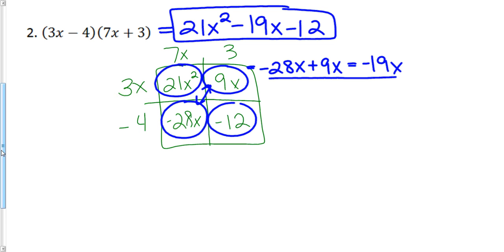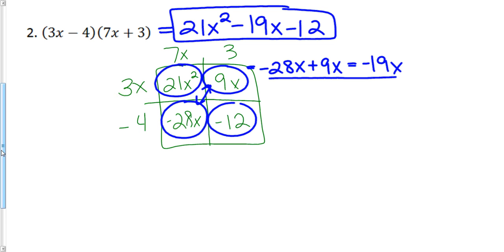Dropping down to the second row, negative 4 and 7x gives us a negative 28x, and negative 4 and 3 gives us negative 12. We look across the diagonal and find our like terms, our 9x and our negative 28x. Adding them together gives us a negative 19x. So we write our final answer. We have the 21x squared, we have the negative 19x, and we have the negative 12.